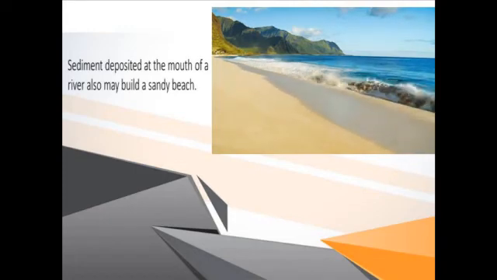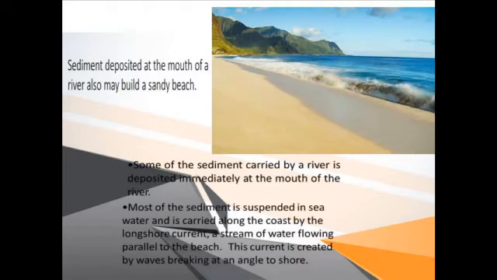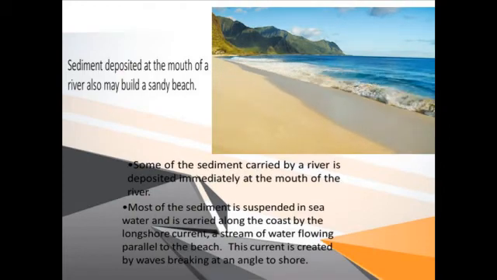Now pay attention to this picture. Sediment deposited at the mouth of a river also may build a sandy beach. Some of the sediment carried by a river is deposited immediately at the mouth of the river. Most of the sediment is suspended in seawater and is carried along the coast by the longshore current, a stream of water flowing parallel to the beach. This current is created by waves breaking at an angle to shore.